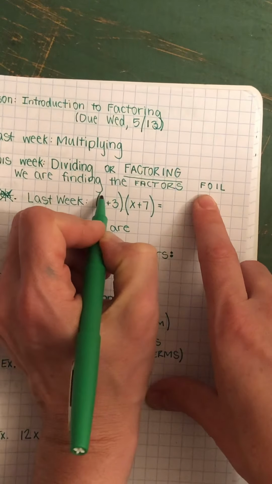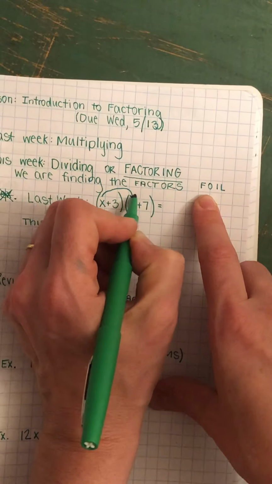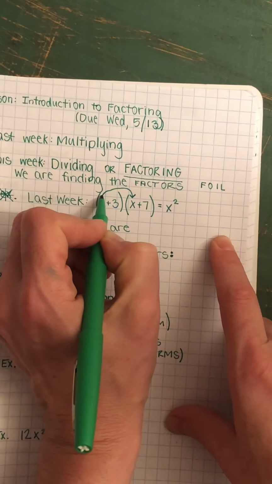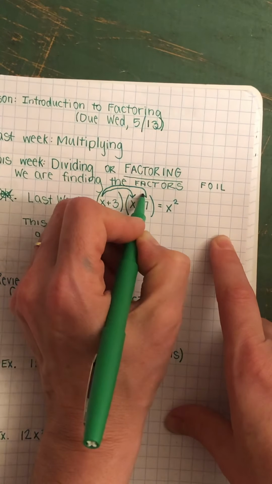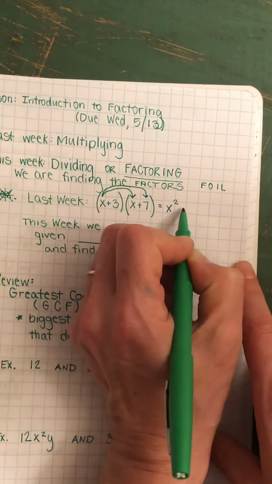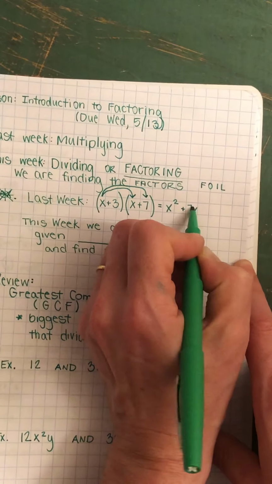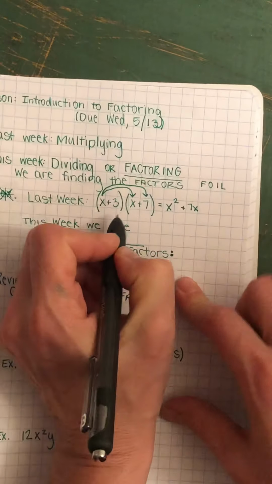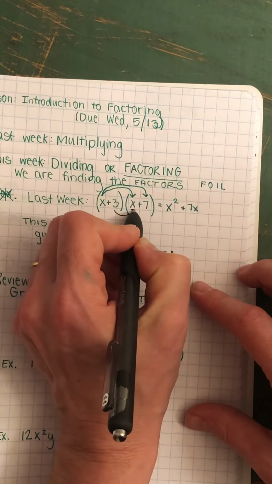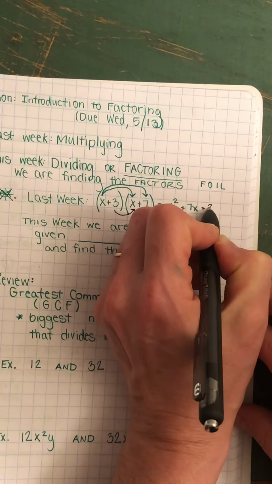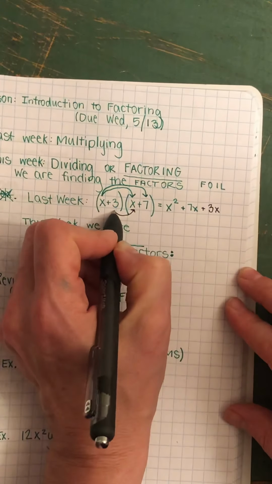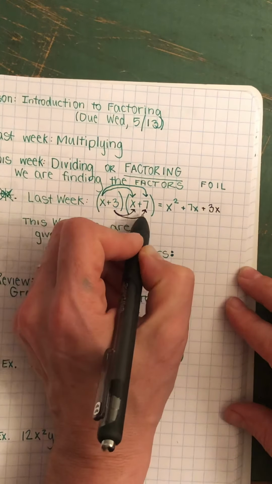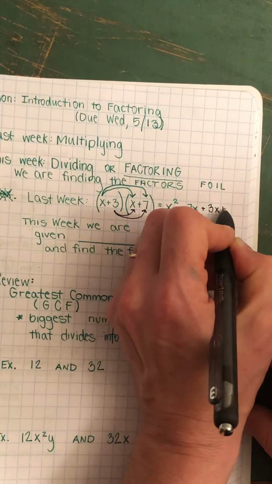So FOIL just takes the x to the two terms over here. X times x is x squared. The outside term, x times 7, is a positive 7x. Then we take the 3 to both terms, so 3 times an x is a positive 3x. And our last terms, the second term times the other second term in this parenthesis, 3 times 7, is a positive 21.